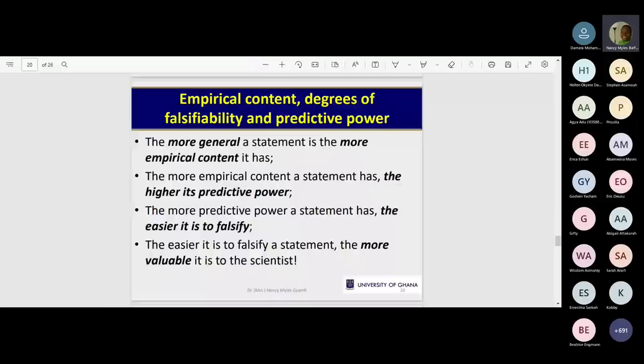If you know the statement that is general, it will be more valuable to the empirical scientist than the one that is particular. That's one. Two, if the statement is more general, then it has more empirical content. It's saying more about the world than the particular one. If I say Helen has done so and so, I'm speaking only about Helen. But if I say women have done so and so, I tell you more about women.